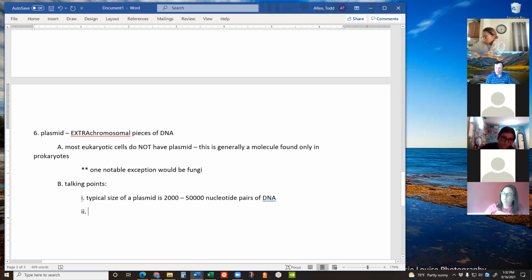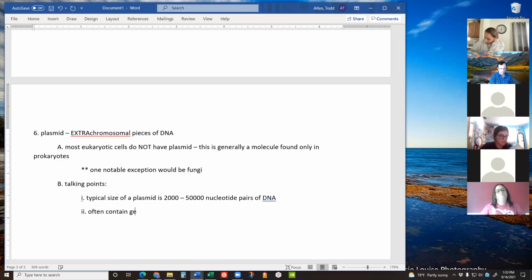Plasmids are pretty neat. Let's say a few things about these things. Plasmids often contain genes that are not present on the chromosomes. And these genes often convey a survival advantage to the microbe.